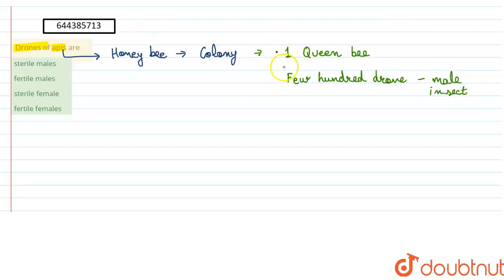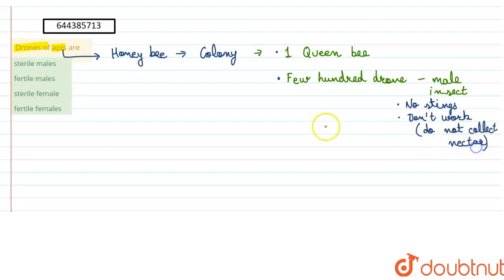Now the features of these drones is that they don't have stings. There are no stings in these male insects, and they don't work as well. Don't work means that they do not collect any nectar, right? And in the colony there are also several thousand worker bees.